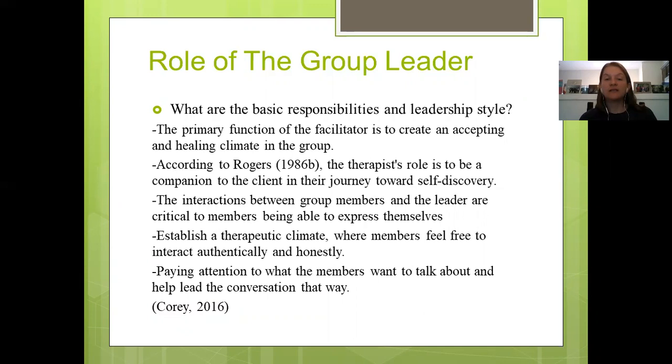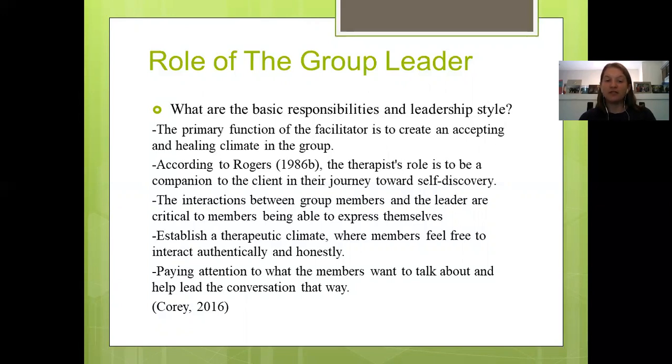So, the basic responsibilities and leadership style of a leader in person-centered theory. The primary function of the facilitator is to create an accepting and healing climate in the group. According to Rogers, the therapist's role is to be a companion to the client or clients in their journey towards self-discovery. The interactions between group members and the leader are critical to members being able to express themselves.